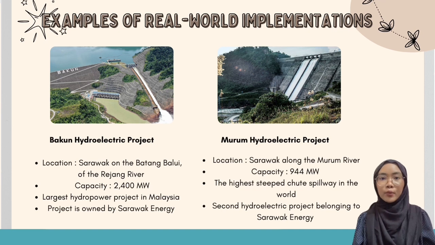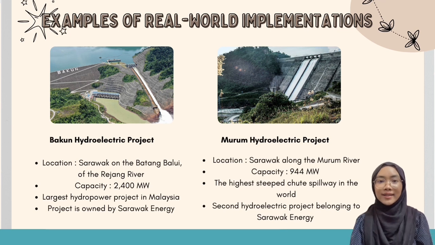Sarawak Energy's Murum HEP is their second hydroelectric plant. The main objective of the ecological power plant is to maintain a functioning ecosystem in the upper course of the Murum River. Sarawak Energy technically owned both projects.